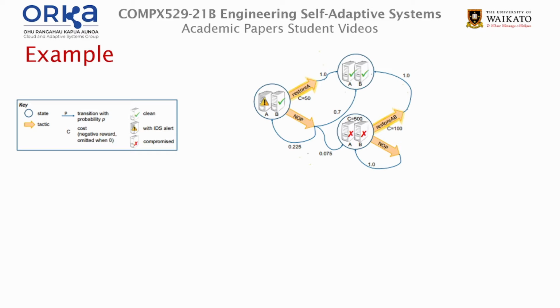So let's say there's an intrusion detection system, or an IDS, which has just raised an alert stating that there's a 30% chance that server A has been compromised by some unknown party. This is represented in the diagram by the 0.7 probability that both A and B are actually fine. We also add a small probability of 0.075 that the hacker will immediately compromise server B if we take no action, leaving a chance of 0.225 that A has been compromised, but B has not.